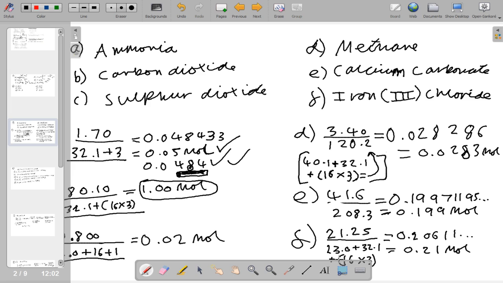And finally, for part F, we have 21.25 grams over sodium plus nitrogen and the 16 times 3 again. By the end of your course, you will know the 16 times table. And you get 0.21 moles, or 0.26110573. But that's only if you want to keep it accurate for other questions. So we'll move back to the questions, and I'll talk you through that.